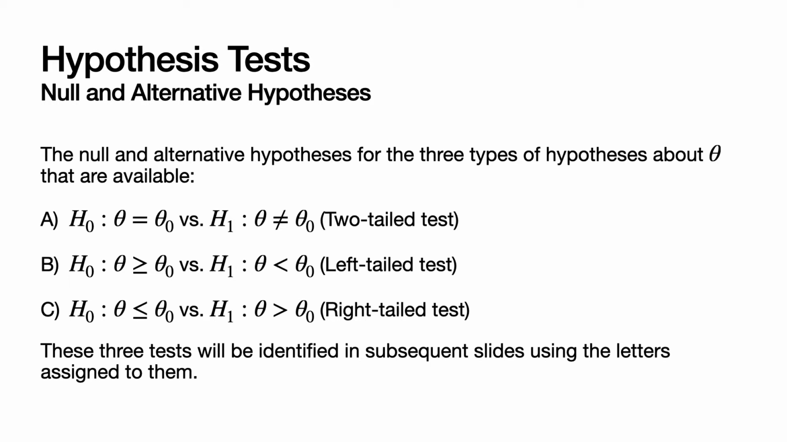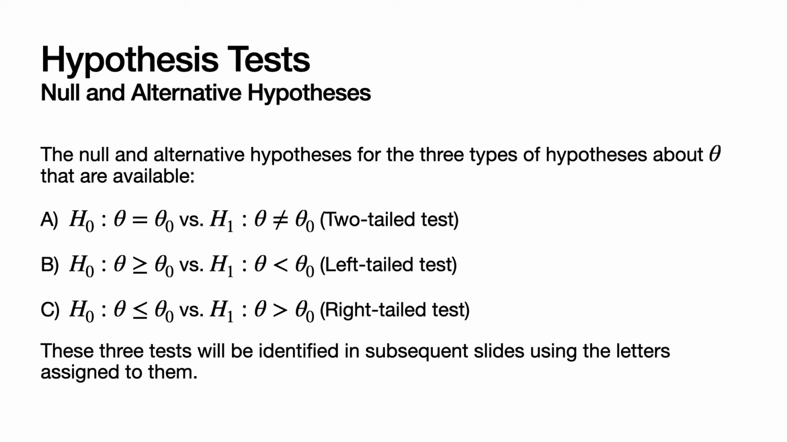So the first hypothesis test, A, is what is called a two-tailed test. The null hypothesis says that theta is equal to some specified value, theta 0. The alternative hypothesis says that theta is not equal to theta 0. Now you'll recall that the null and alternative hypotheses have to be logical complements of each other. They have to be opposites. And so you can see here that the alternative hypothesis is in fact the logical complement of the null.